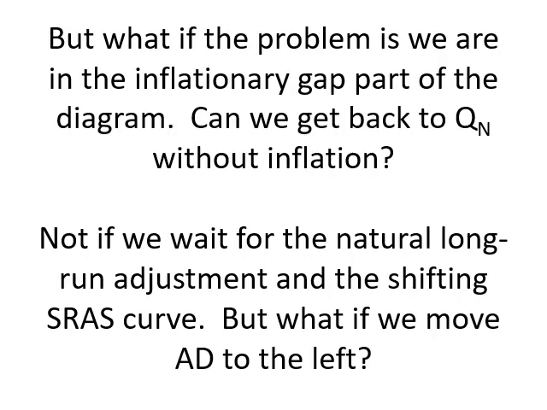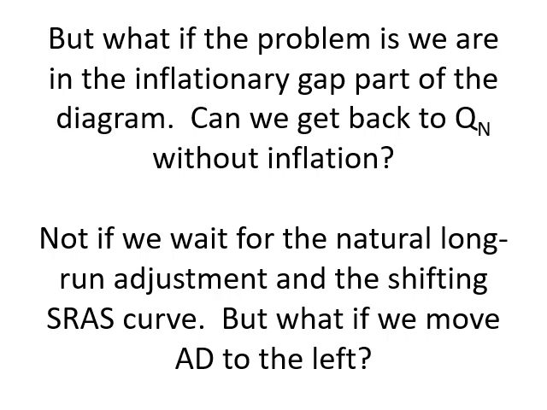But what if the problem is not a recession? What if the problem is inflation, because we are in the inflationary gap part of the diagram? Can we get back to Q sub n without inflation if we're in the inflationary gap? Well, not if we just wait for that natural long-run adjustment to occur, and then the short-run supply curve will shift to the left, and we will get back to Q sub n. You can't help that, but we'll get back to Q sub n with rising prices, with inflation, when you're in the inflationary gap. That's why it's called the inflationary gap. If things take their natural course, you'll get inflation.